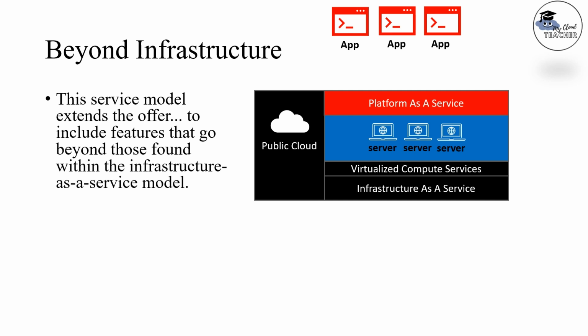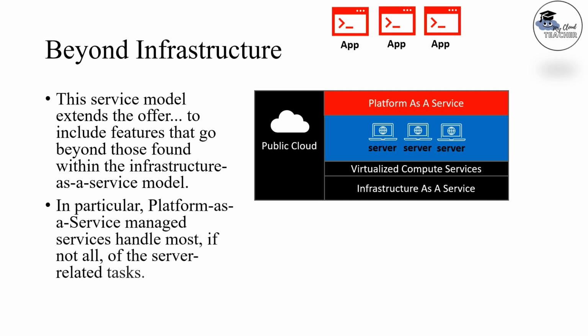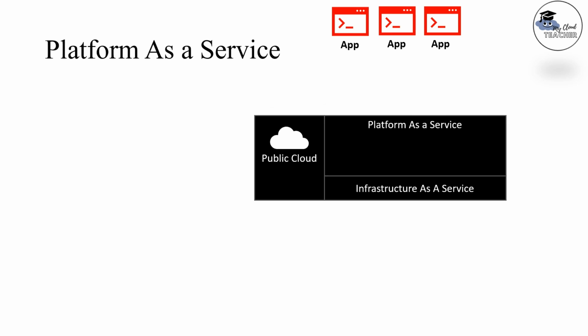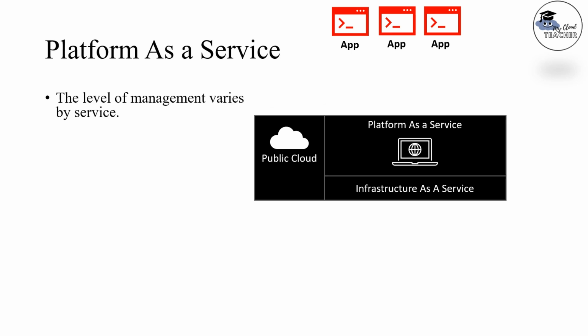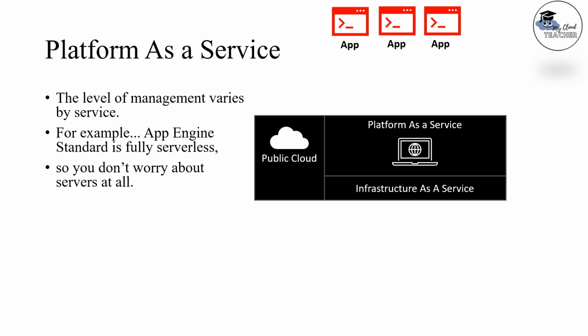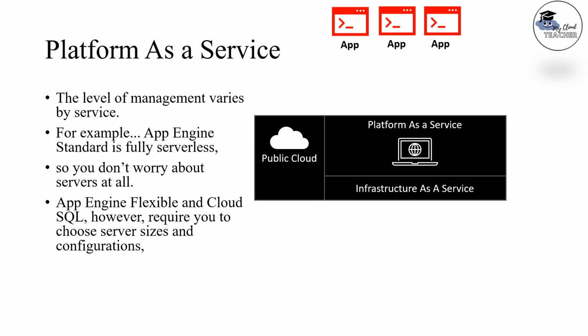This service model extends the offer to include features that go beyond those found within the infrastructure as a service model. In particular, Platform as a Service managed services handle most, if not all, of the server-related tasks. The level of management varies by service. For example, App Engine Standard is fully serverless, so you don't worry about servers at all. App Engine Flexible and Cloud SQL, however, require you to choose server sizes and configurations, but they still handle many management tasks for you.